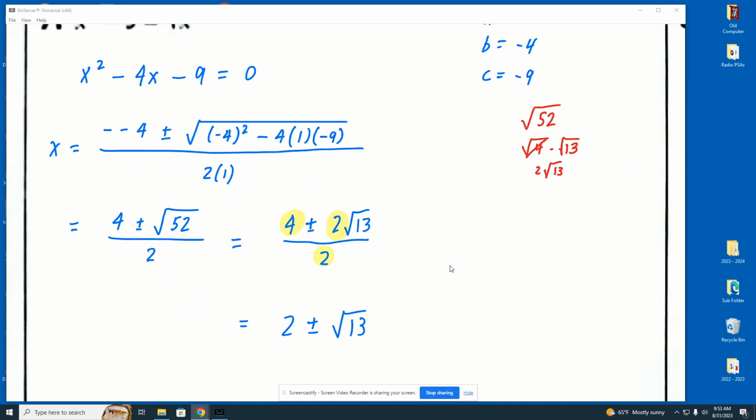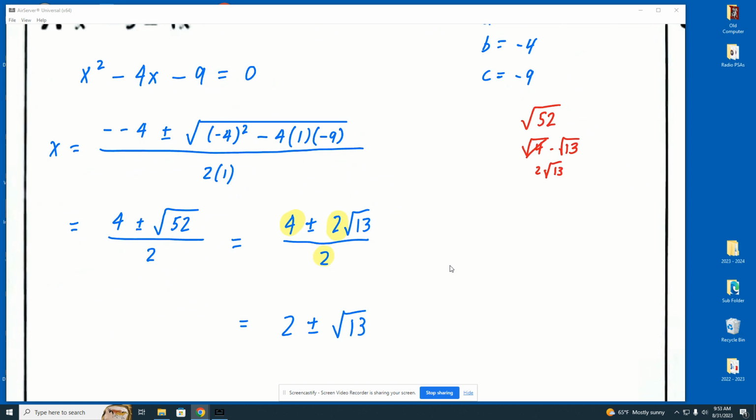What do you mean by break it all the way down? Well, let's say the square root of 13 is between the square root of 9 and the square root of 16. It's between 3 and 4. Right. So let's say it's about 3.6. So to me, the logical answers are, what's 2 plus 3.6? It's 5.6. That's logical, right? What's 2 minus 3.6? It's negative 1.6. That's logical.